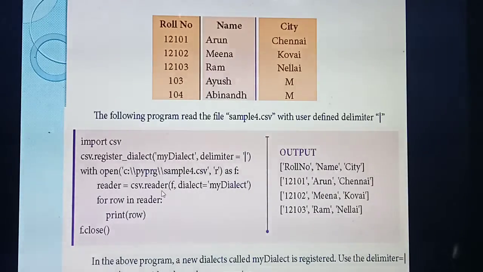The reader equal to csv.reader of, then the file object. What's the file object? f. Then, since a dialect is there, immediately you should call the dialect: dialect equal to my dialect of. And then next comma, each row you need to call and you should print as a row. Then f.close. Only changes in which line? Only the second line, with which symbol? Pipe symbol.